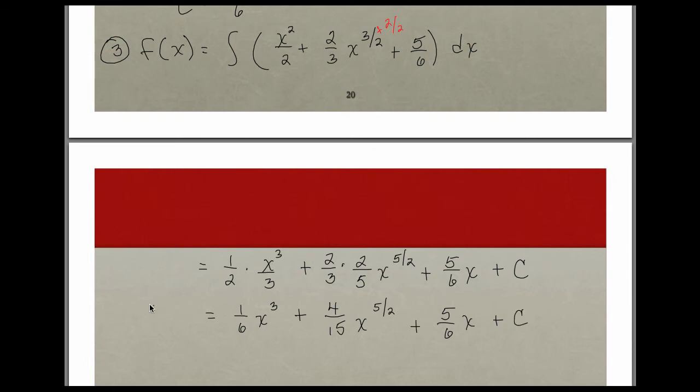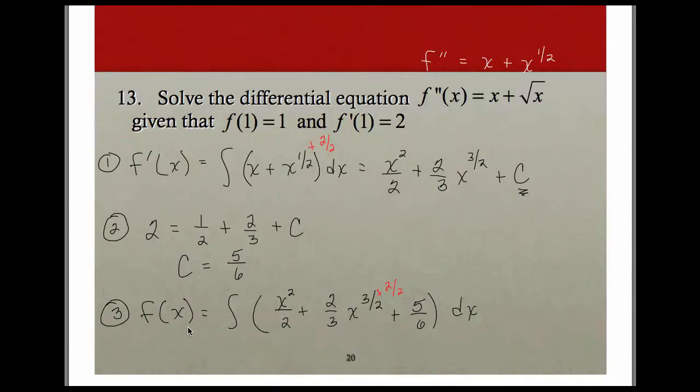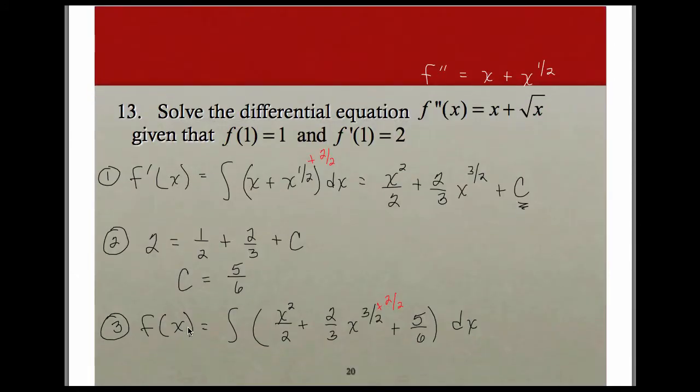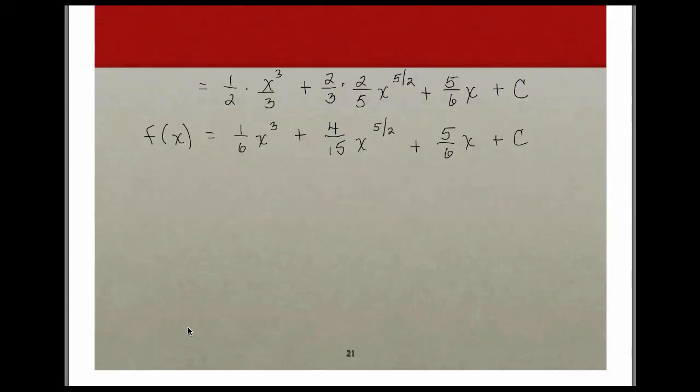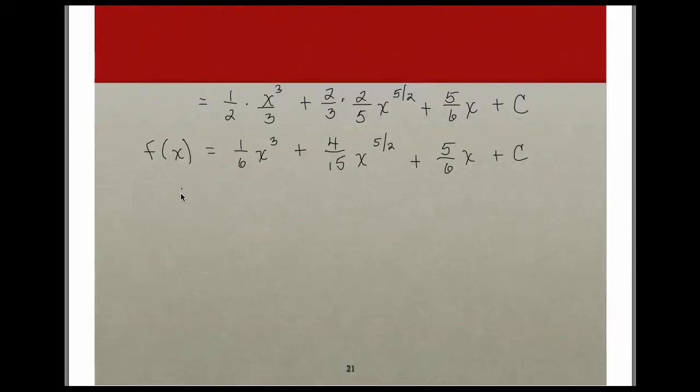All right, so that's our general solution for the actual original function. Now we can go grab that other bit of information. We know f of 1 is 1. So we can set the function equal to 1 and put 1 in for our x's. So this becomes 1/6, 4/15. I think we'll be doing this in our calculator too.